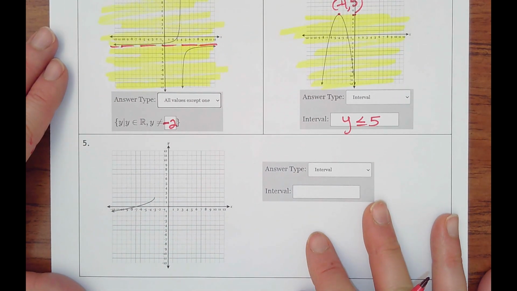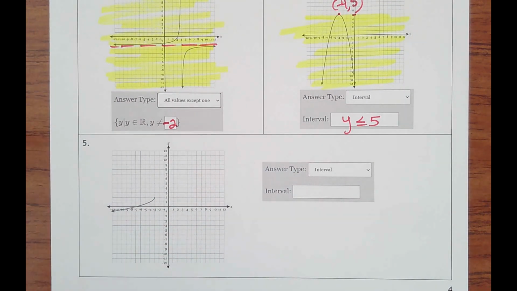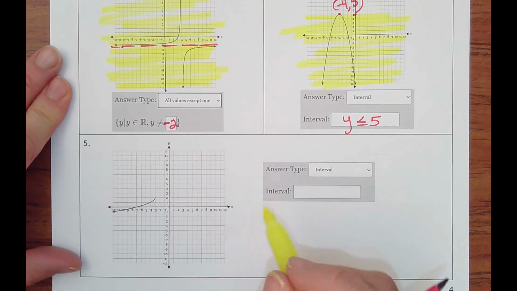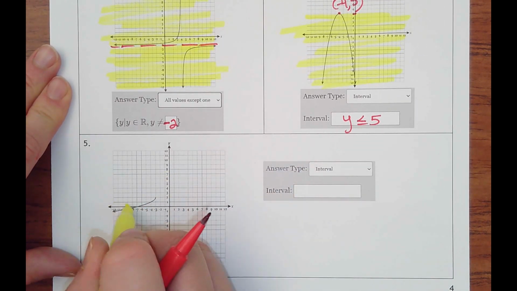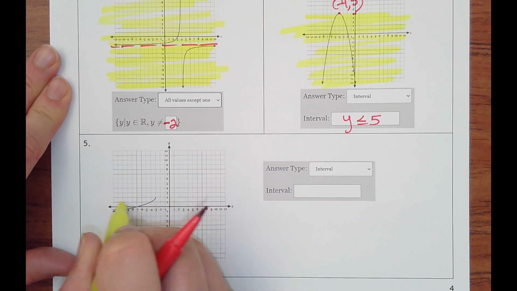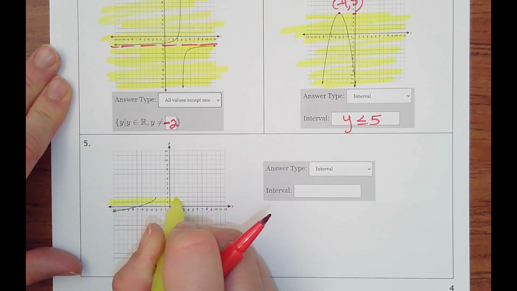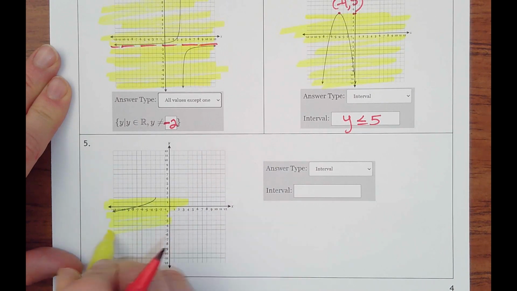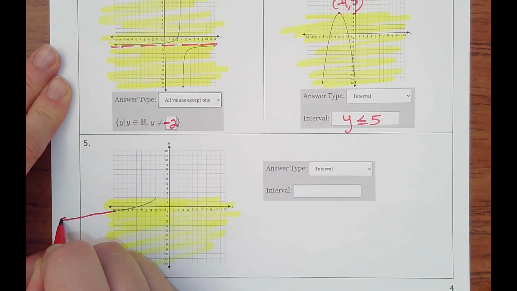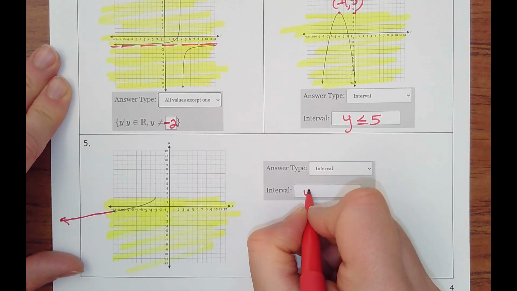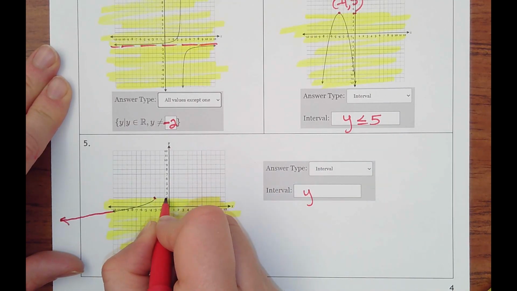Alright, and then number 5 is the square root function. It's been reflected and flipped again actually, and so y values, careful on this one, everything is below a 2, and it would keep going. Right, this would just slowly decrease and decrease and decrease. So I would say y values are all less than or equal to 2.